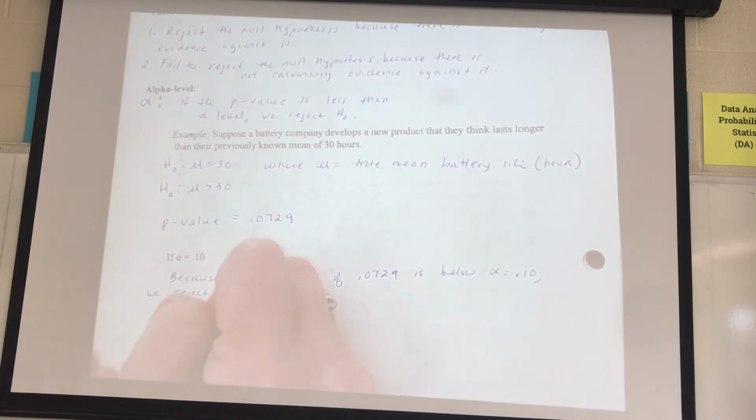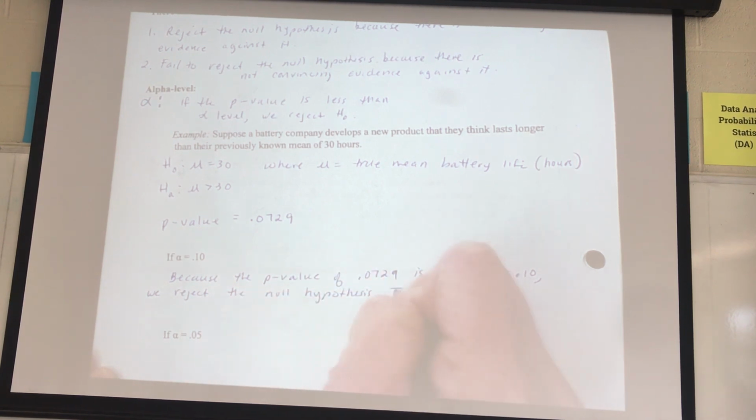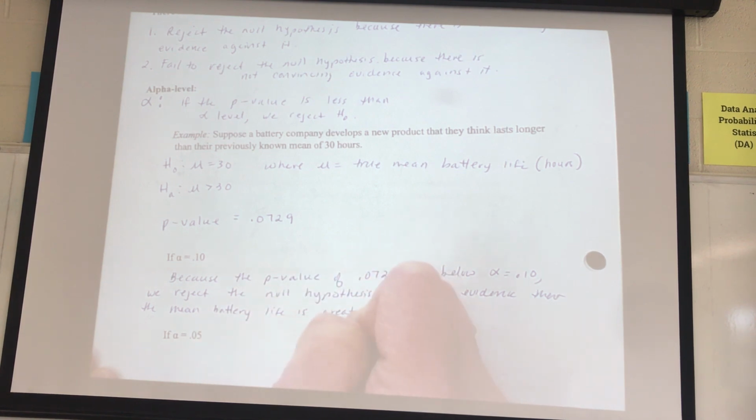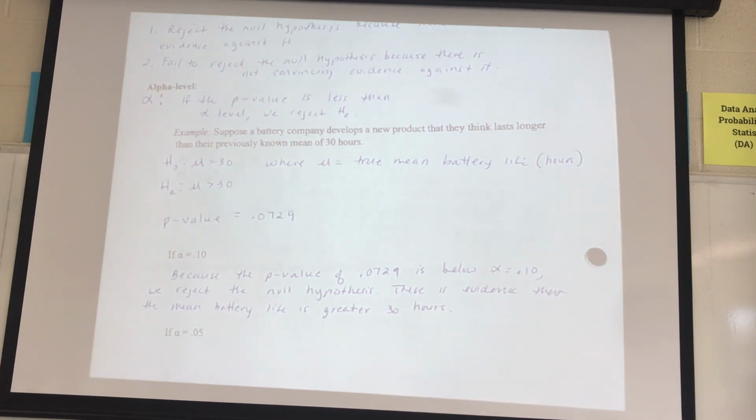We reject the null hypothesis, and then we're going to write some context in here. There is evidence that the mean battery life is greater than, because that was our claim at the beginning, 30 hours. You can't say any more than that. You can just say what your alternative was. And our alternative was just that mu is greater than 30. All I can say is I have enough evidence at an alpha level of 0.10 to reject the null hypothesis and say that I think my alternative is true.